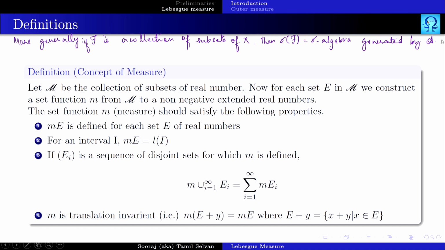I think I shall end this lecture here. In the upcoming lecture, we are going to talk about the concept of measure. Actually, this is where we are entering into our course on measure theory. We have just seen some basic ideologies that are needed to study measure theory.